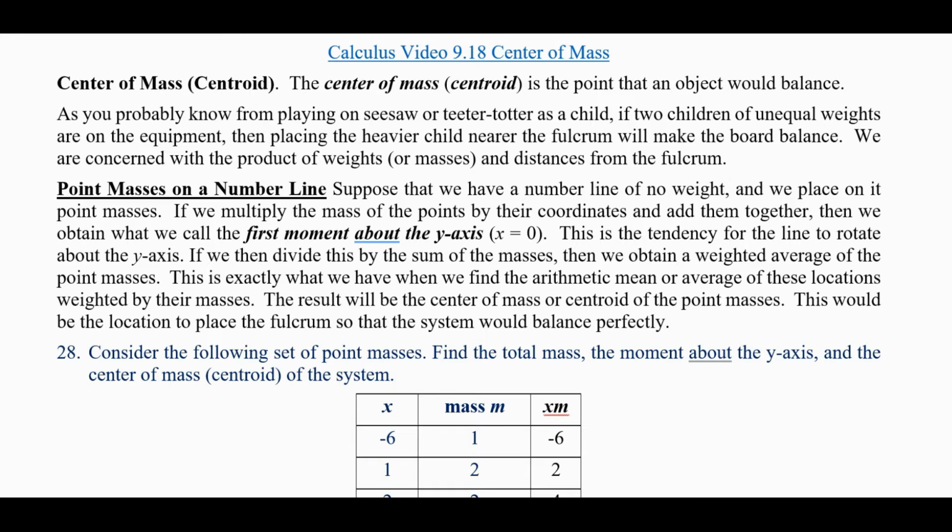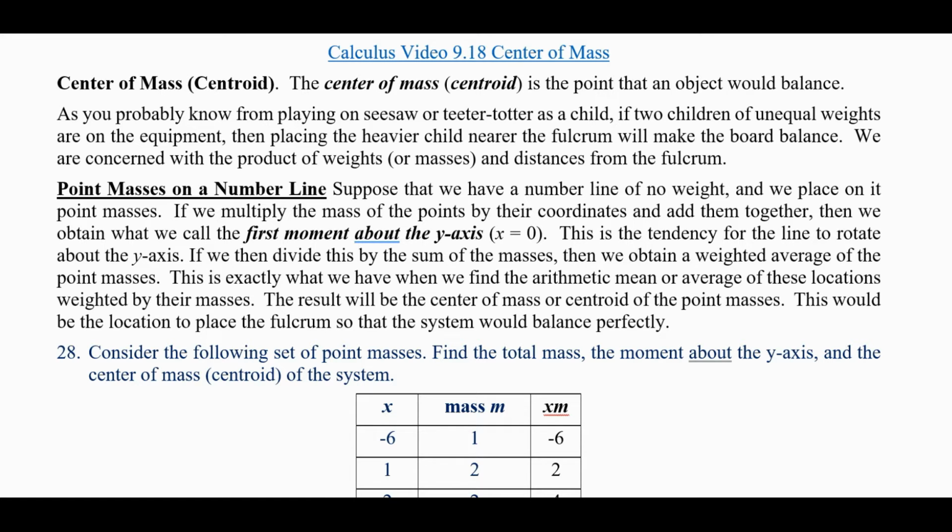So if we multiply the mass of the points by their coordinates and add them together, then we obtain what we call the first moment about the y-axis, the first moment about x equals 0. This is the tendency for the line to rotate about the y-axis. If we then divide this sum by the sum of the masses, then we obtain a weighted average of the point masses.